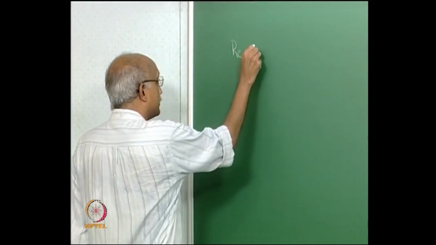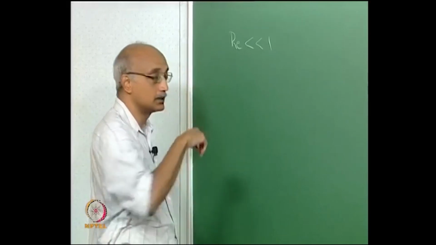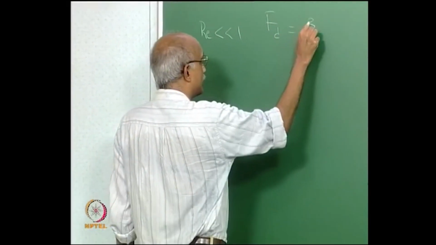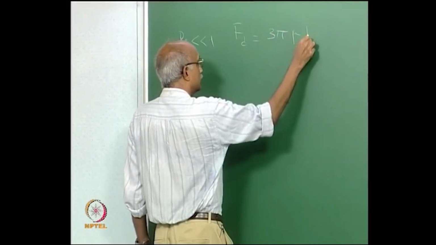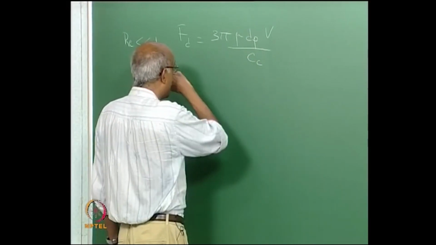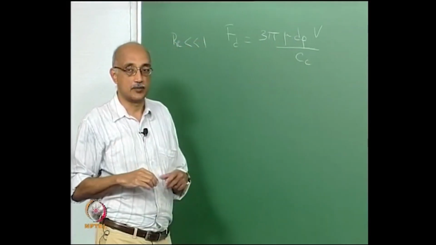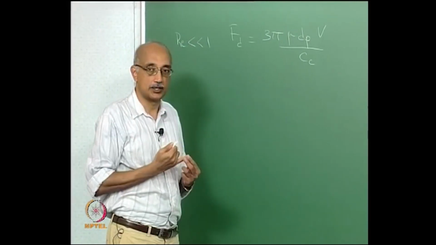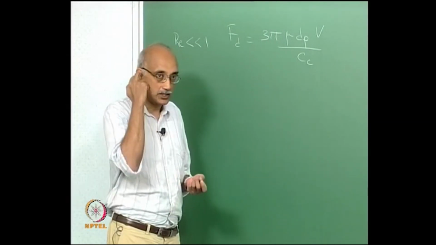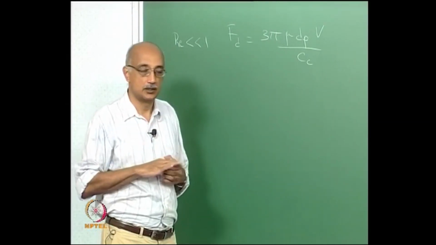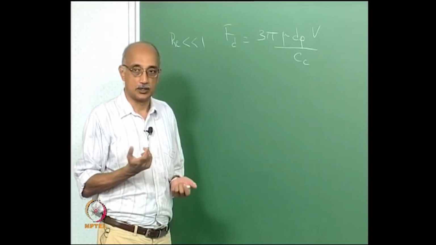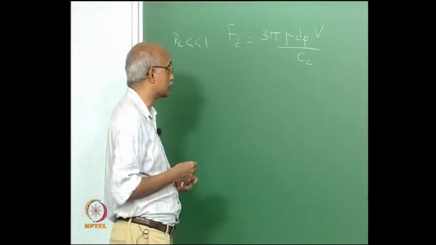Now, just to recall, the drag force of a particle in a flow, Fd, depends on the Reynolds number. When Reynolds number is much smaller than 1, that is under creep flow conditions, we said that F drag equals 3 pi mu dp v over Cc, where mu is the dynamic viscosity of the fluid, dp is the particle diameter, v is the relative velocity between the particle and the fluid, and Cc is the Stokes-Cunningham correction factor, which is approximately proportional to the inverse of particle diameter for very small particle diameters.